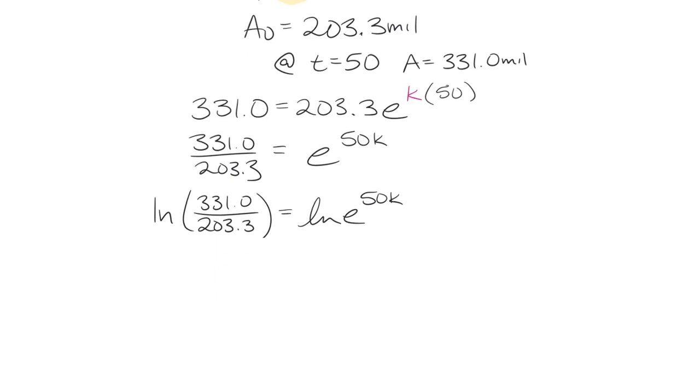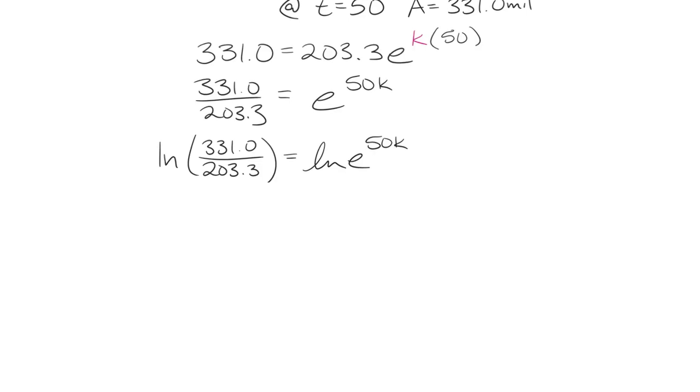Is anybody's spidey senses going off about natural log of e to the 50k? Natural log and e cancel because that's a log base e of e. That's a property of logarithms. So then I only have 50k left. So this is natural log of 331.0 over 203.3 equal to 50k. I'm still solving for k. So how do you get the k by itself?